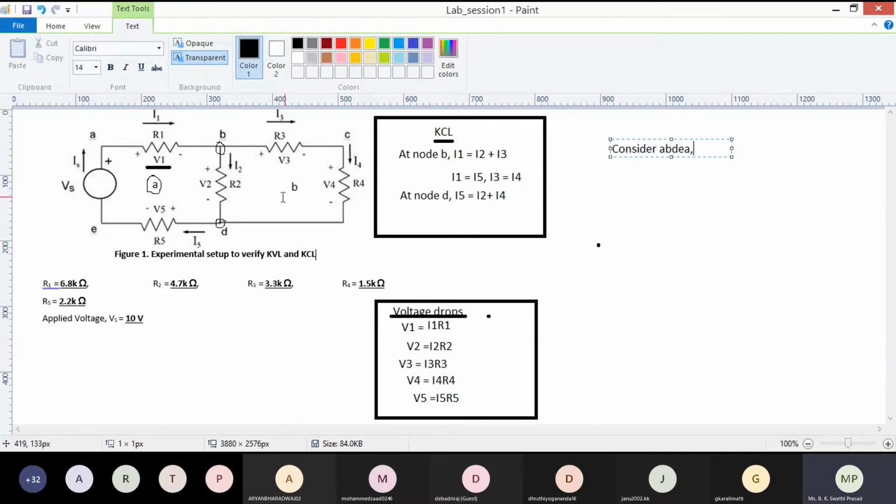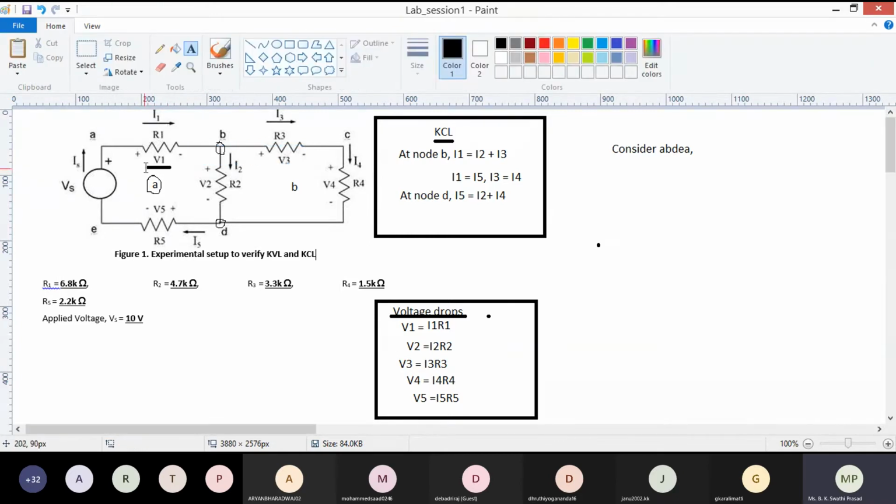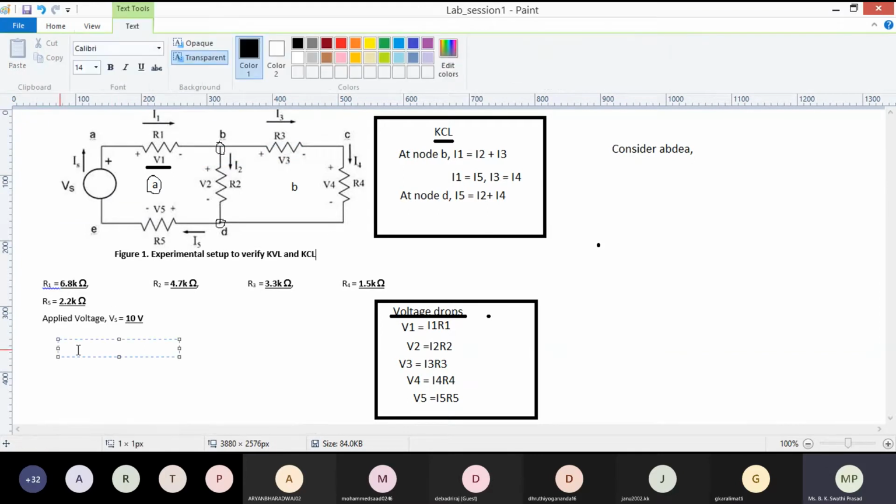Now you see that the loop I am flowing is in the clockwise direction. Two things you have to note: the loop direction and the current direction. If both are the same, then you give the voltage drop as negative. Whenever you go in the opposite direction, you give the voltage drop as positive. Also, whenever you go from positive to negative terminal, you give the voltage as negative, and whenever you go from negative to positive, you give the voltage as positive. So three rules you have to remember here.